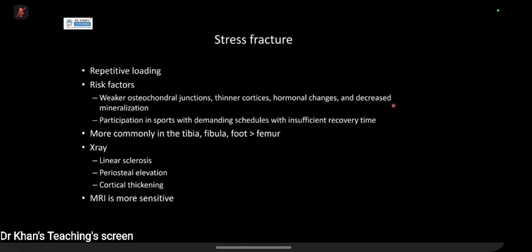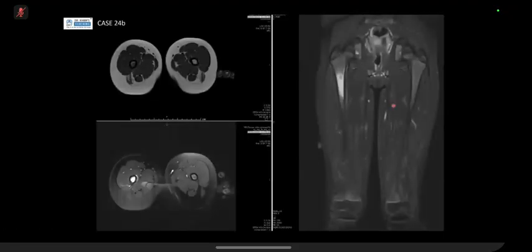Now, if we just talk about marrow signal changes, one of my ex-bosses used to tell me a very good thing. If you just see marrow oedema on MR without anything else, you think of three things. One is osteoid osteoma, where you can't see the nidus because the nidus is better seen on CT. You think of a stress fracture, and the third thing you think of is early infection. Okay.